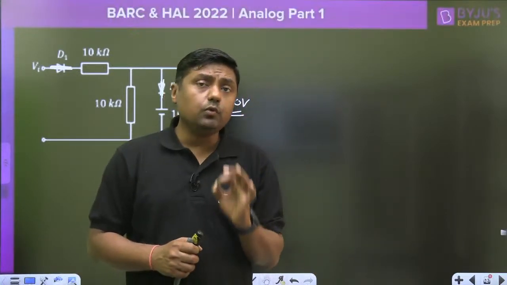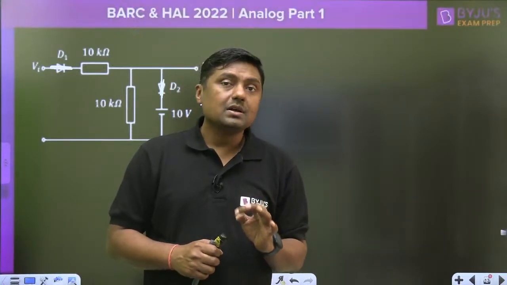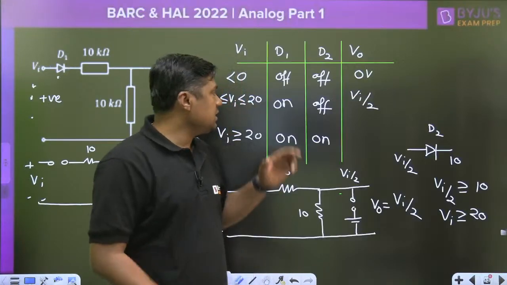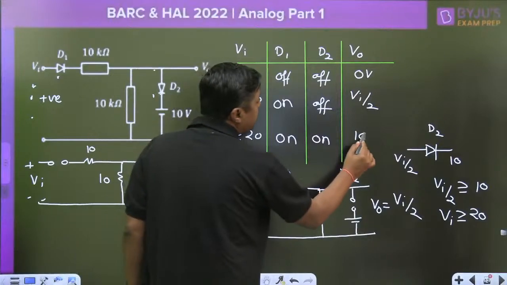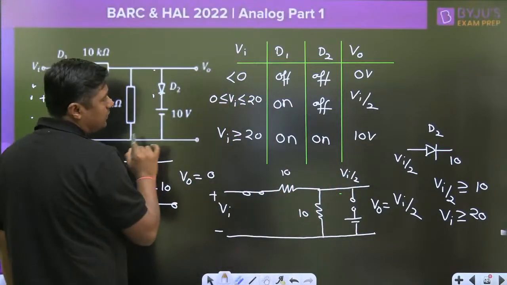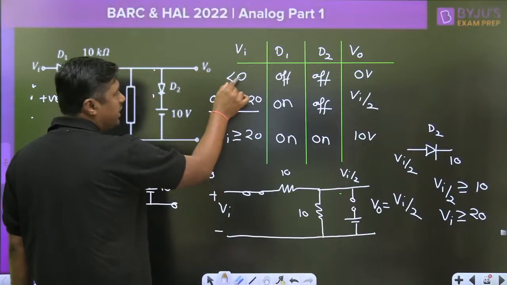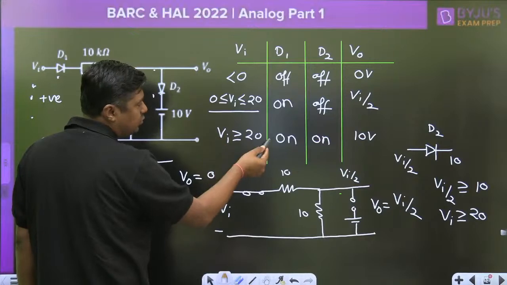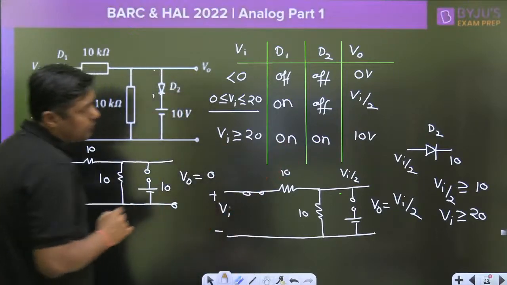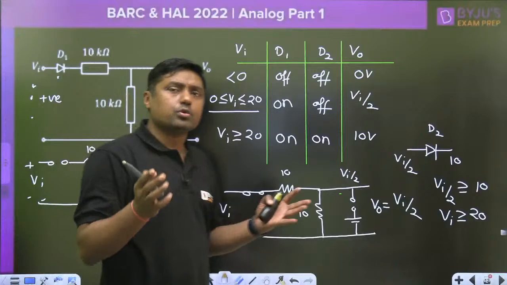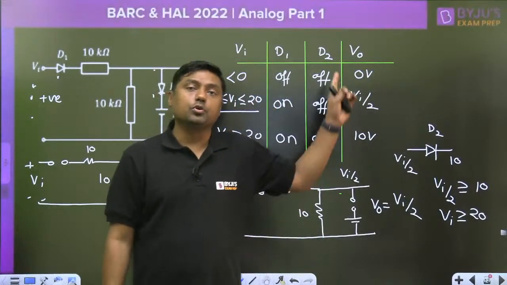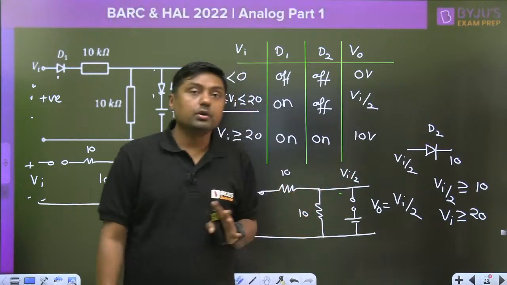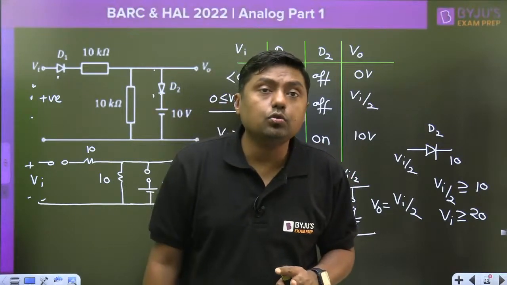So how to deal with a clipper? Simply use the proper range. What is the range of the input? So that is the table. First of all, less than 0, then from 0 to 20 volt. First breakpoint is 0 volt. Second breakpoint is 20 volt. And third is when greater than 20 volt, both the diodes are on. What is the minimum value of the output? 0 volt. What is the maximum value of the output? 10 volt.